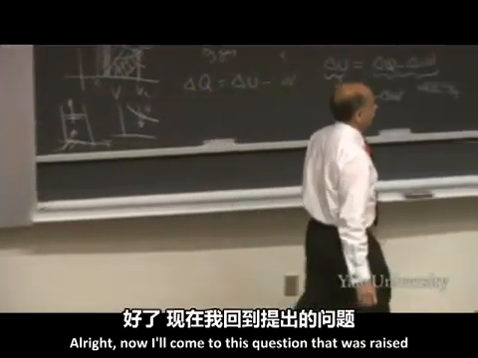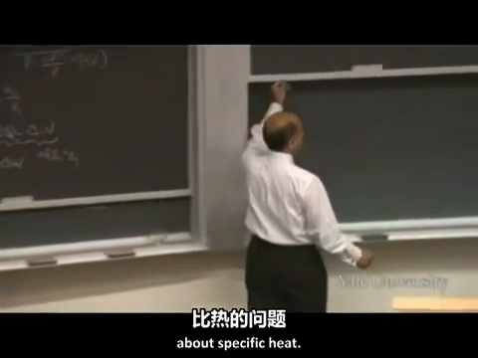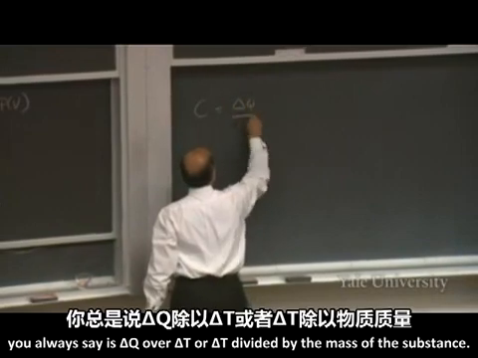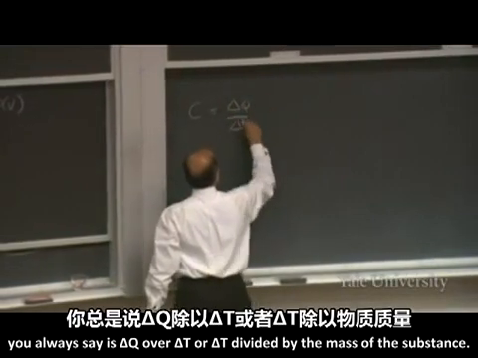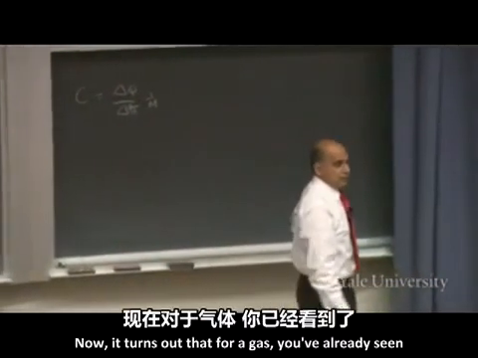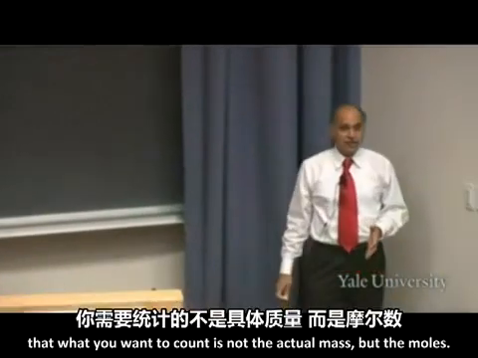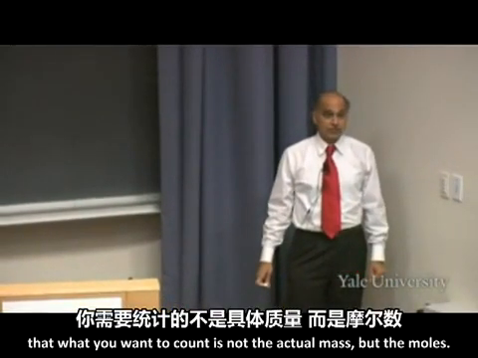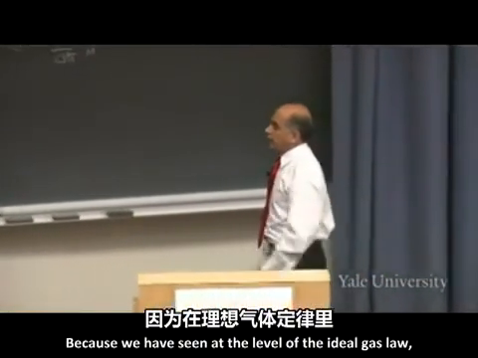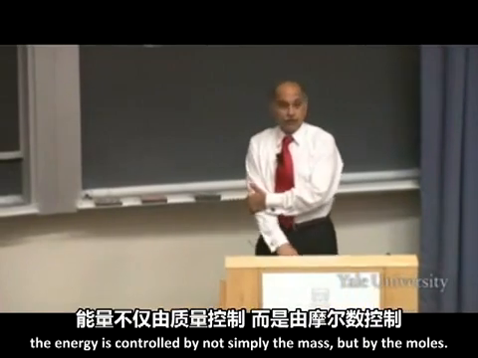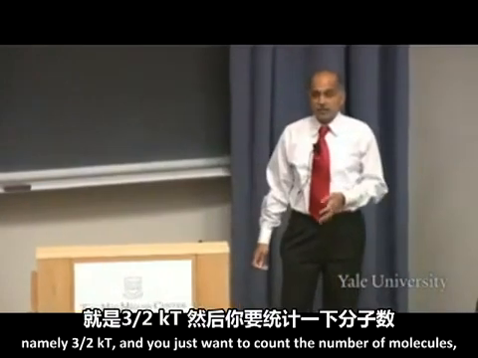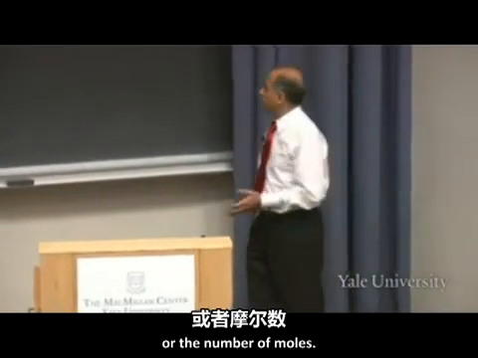All right, now I'll come to this question that was raised about specific heat. Now, specific heat, we always say, is delta Q over delta T divided by the mass of the substance. Now, it turns out for a gas, you've already seen that what you want to count is not the actual mass, but the moles. Because we have seen at the level of the ideal gas law, the energy is controlled not simply by the mass, but by the mole. Because every molecule gets a certain amount of energy, namely 3/2 kT, and you just want to count the number of molecules or the number of moles.